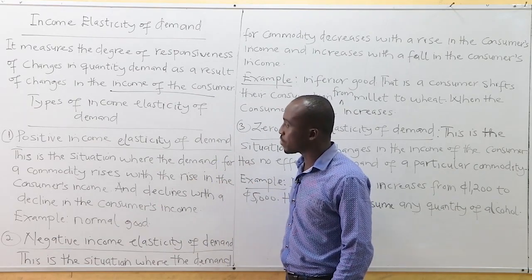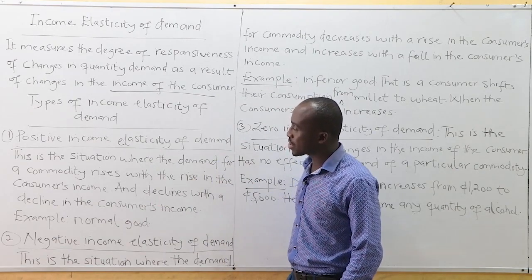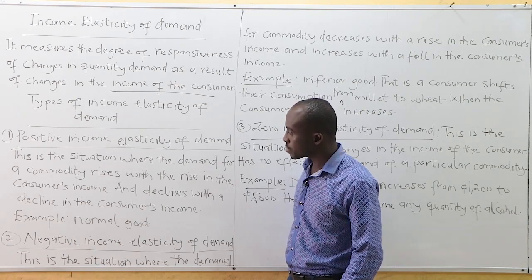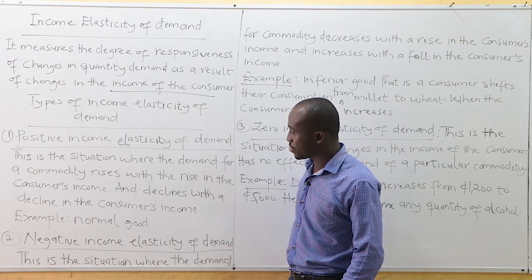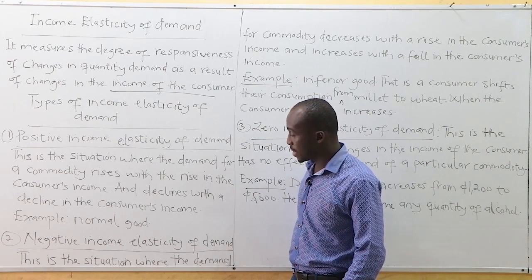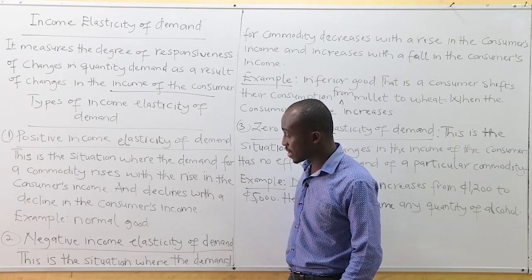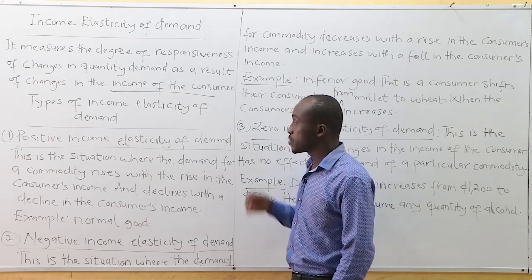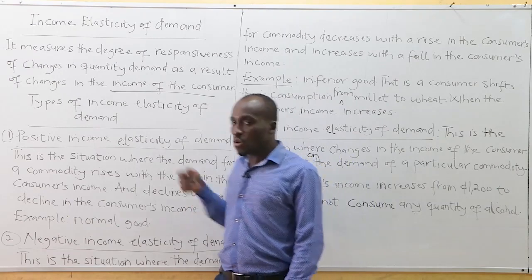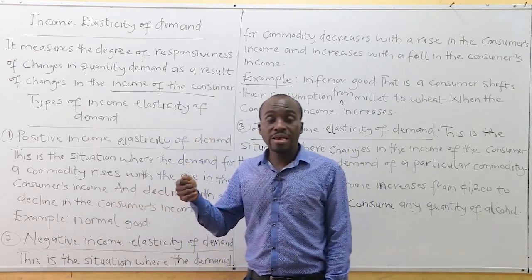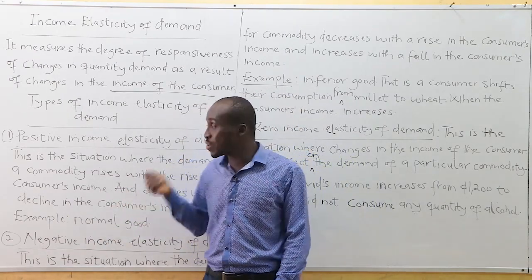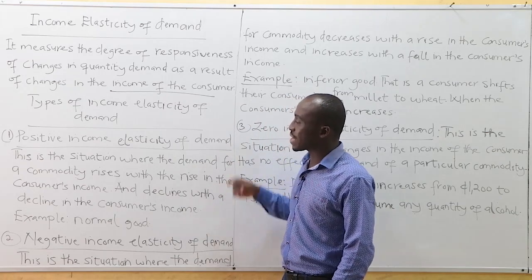So let's get some of the types of income elasticity. We have types of income elasticity of demand. Number 1, positive income elasticity of demand. This is a situation where the demand for a commodity rises with the rise or increase in the consumer's income and declines with a decline in the consumer's income. Example is our normal goods. So any commodity, when your income goes up, you buy more. When your income falls, you buy less. It has a positive income elasticity.